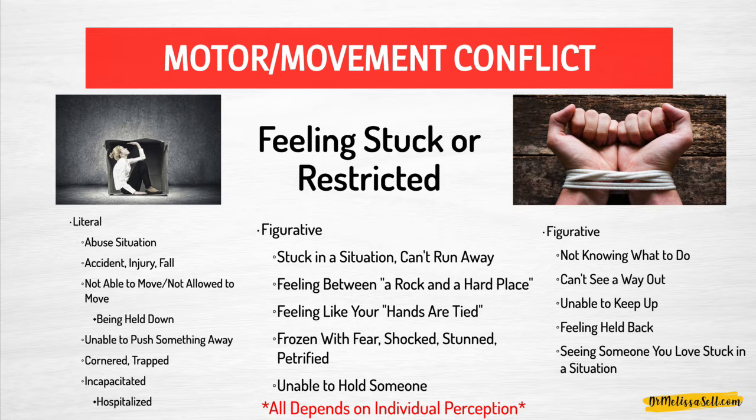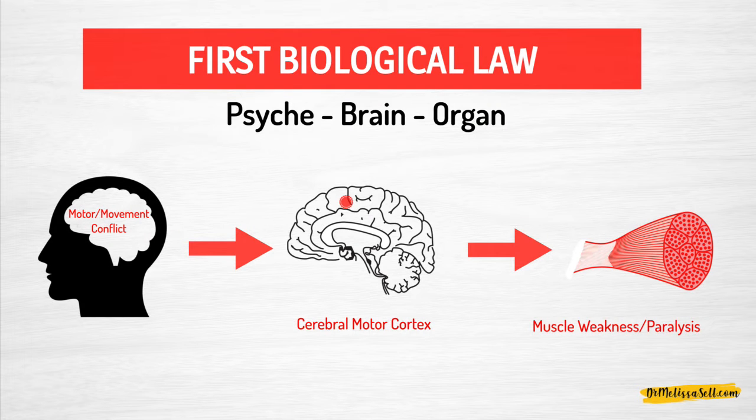So it's not a one-to-one, that if this happens, you're always going to experience muscle paralysis. That's not how it works in German New Medicine. It's very unique to the individual and how they see the world. So let's look at the first biological law, which is the relationship between the psyche, brain, and organ.